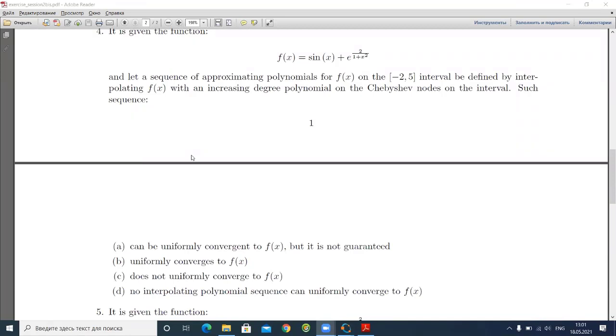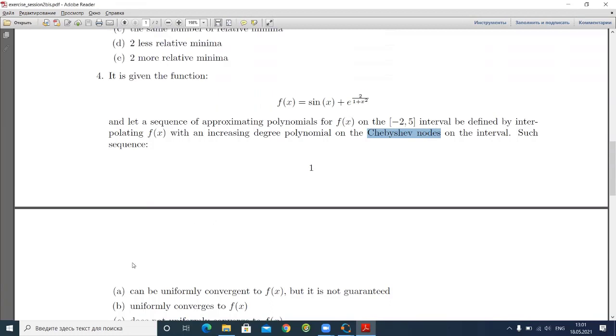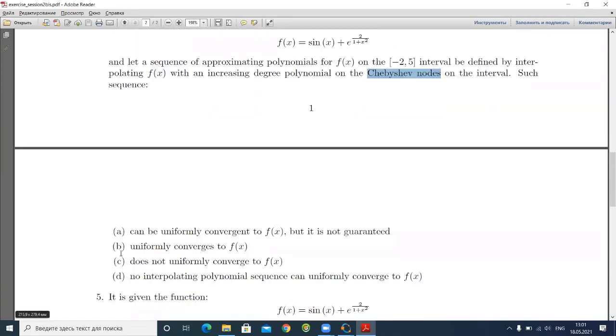So here, without MATLAB, we can do it using the lecture notes. You can see this function f of x, and we have Chebyshev nodes for interpolating on this interval. Then we can deduce that this sequence uniformly converges to f of x. The correct answer will be here: uniformly converges to f of x.